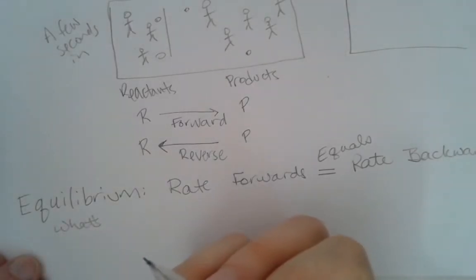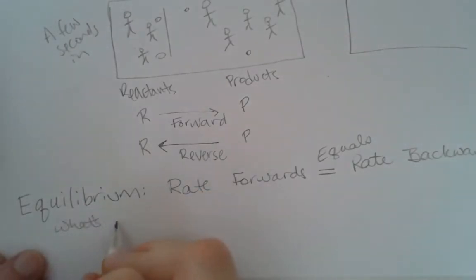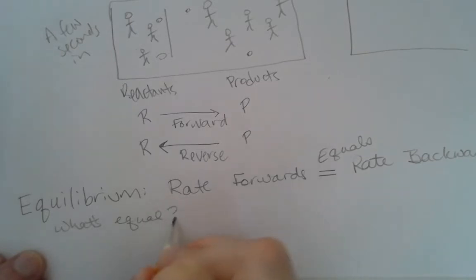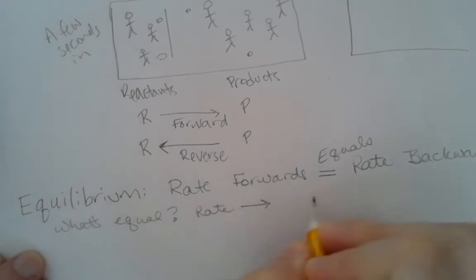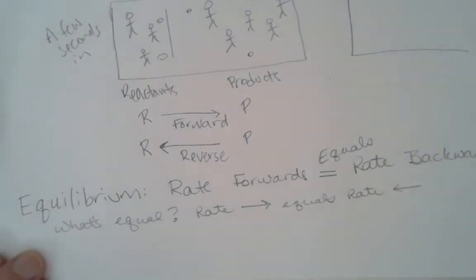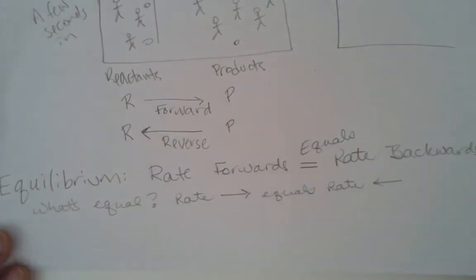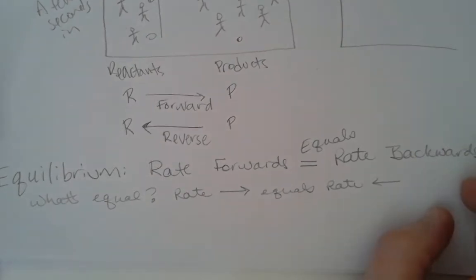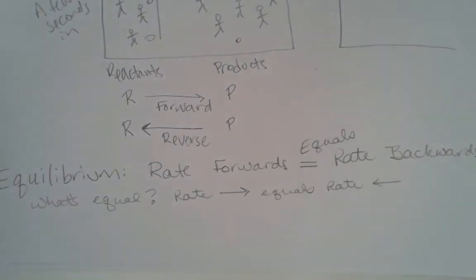So the thing that's equal, what's equal? You see the word equal inside of equilibrium, right? So what is it that's equal? The rate forwards equals the rate backwards. Again, this may be the trickiest thing to understand virtually. In part because something seems constant.